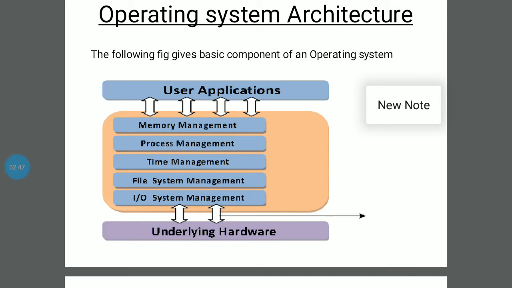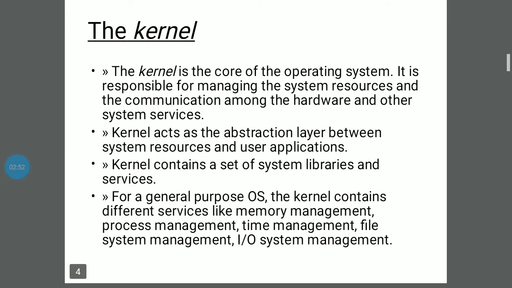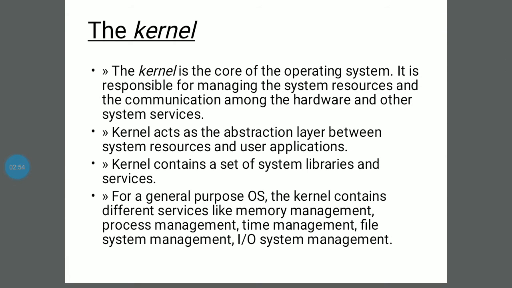Okay, so in detail about these services, we'll discuss now. The kernel is the core of the operating system, and it is responsible for managing the system resources and communication among the hardware and the system services. System resources can be CPU, video card, hard drive, memory, anything. The kernel's main intention is to manage all the system resources, and it will communicate among all the hardware, either input output devices or anything.